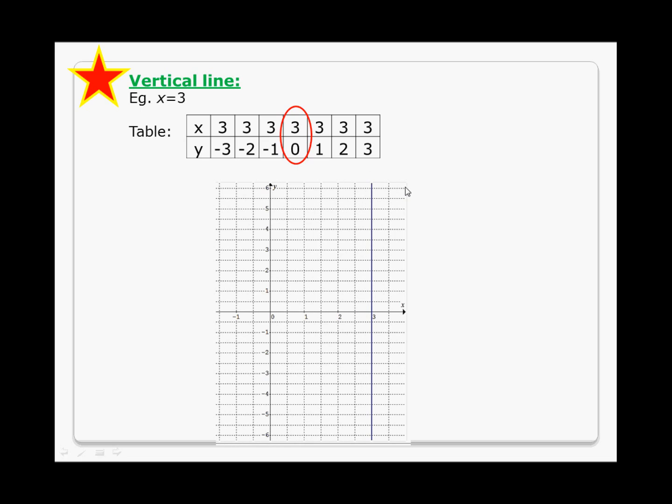If I draw a graph of that rule and try to find the x-intercept, once again, it's pretty clear. Here it is, the line cuts through at x equals 3. So 3, 0 is my x-intercept. I'm not going to try and do it algebraically because you can't really put y equals 0 into a rule that doesn't have y.